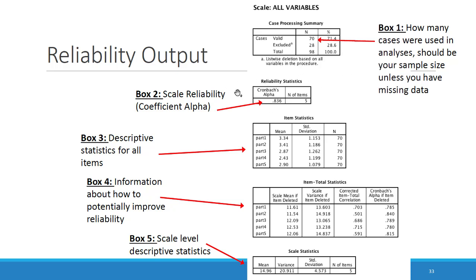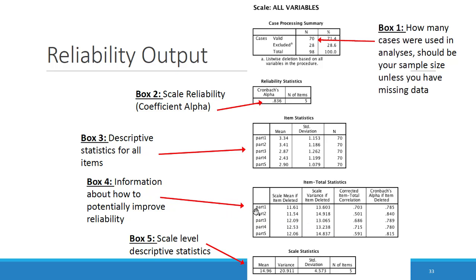This box here gives you your coefficient alpha. So under reliability statistics, this is what you're looking at. In this case, it's 0.836. We would round that to 0.84. This next one gives you descriptive statistics for all of your items. We're going to talk about descriptive statistics later on.